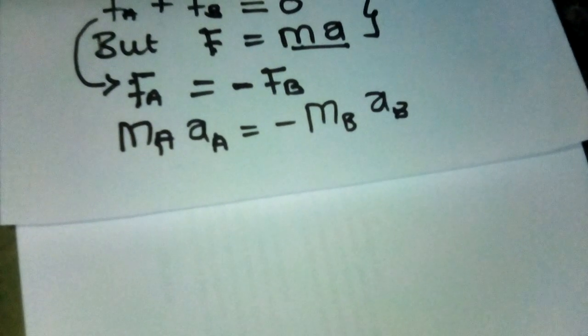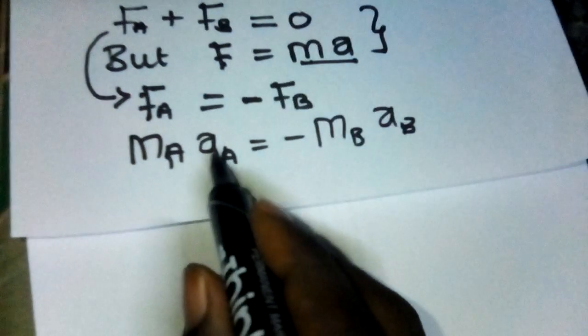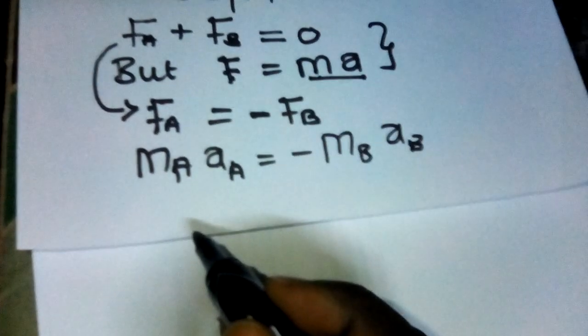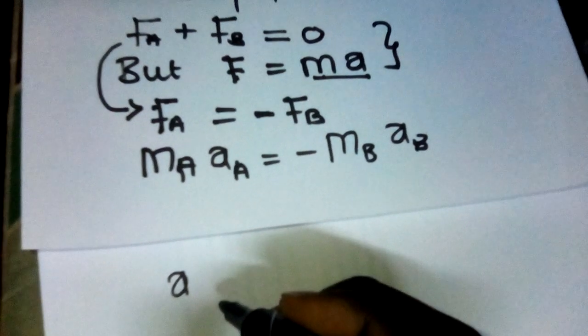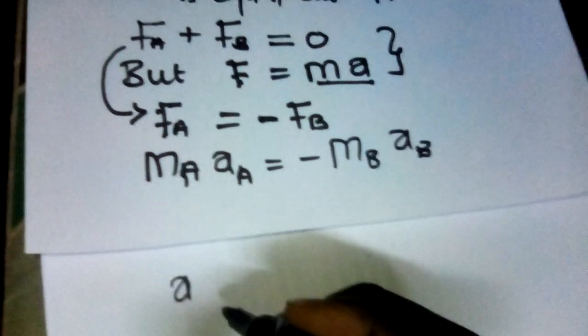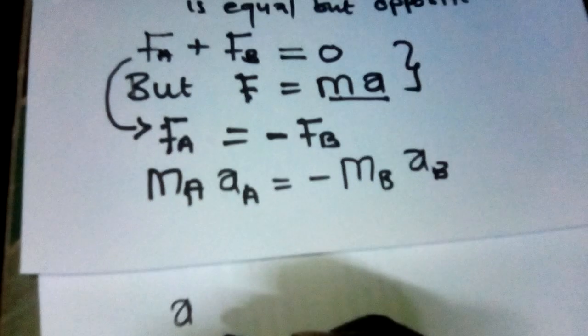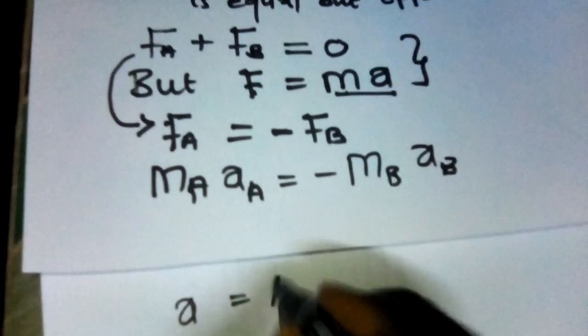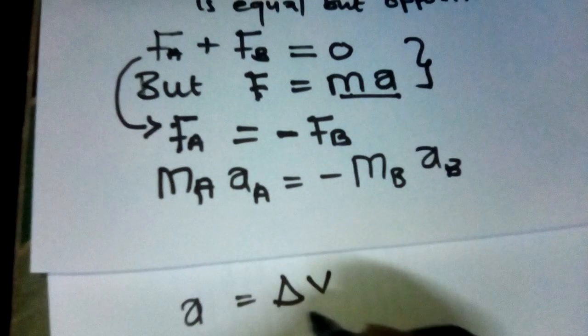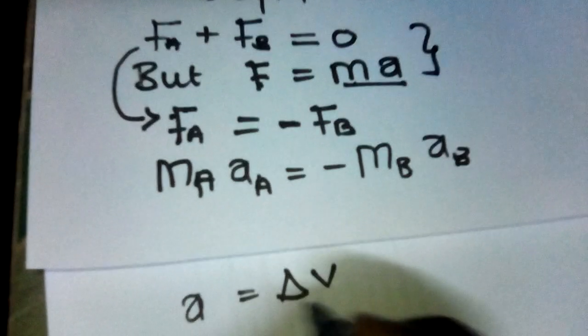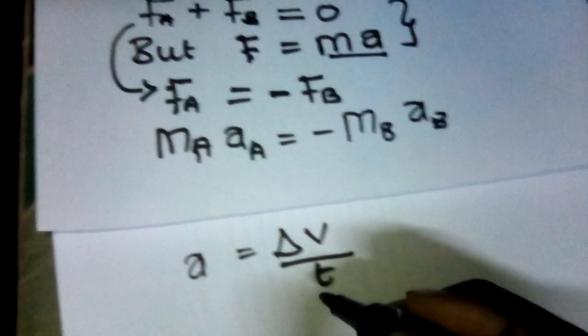Like that. Now, at this point, we have to be very careful. What do we know about acceleration? Acceleration is the rate of change of velocity. What does this imply? This implies that acceleration is the change of velocity with respect to time. This is what acceleration is.